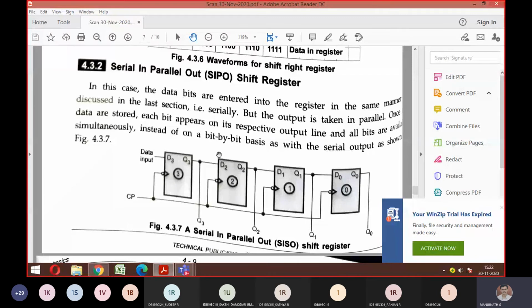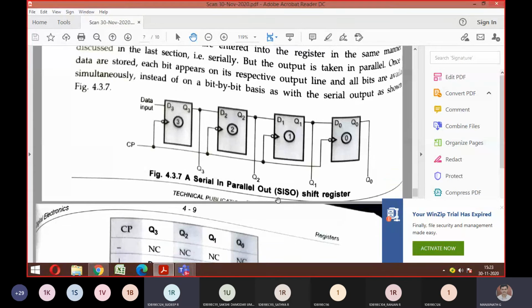Serial in, parallel out: you are feeding input serially, but you are taking the output parallel. You can see the diagram difference. Q0, Q1, Q2, Q3, this was earlier here. But now look at how it is taking parallel. Is it not here? Yes, sir. So now tell me, if it is 1010 sequence, what is the output?